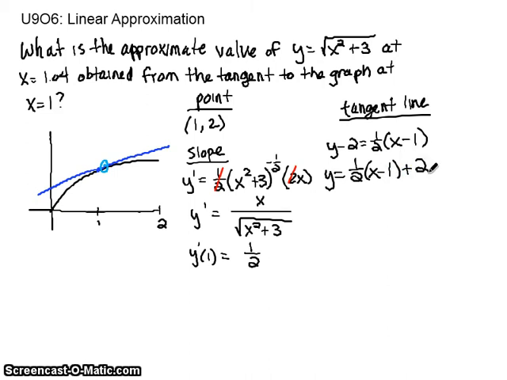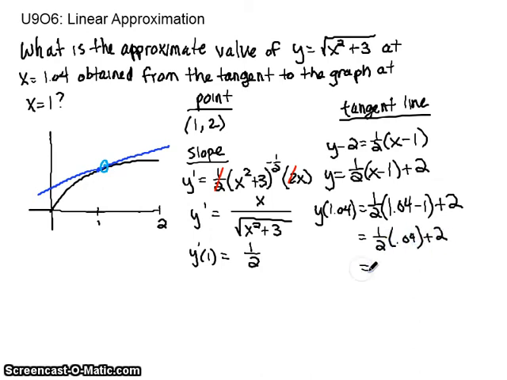If we're trying to approximate the y value when I plug in 1.04 using the tangent line, all we need to do is plug in that 1.04 into our tangent line equation. So the tangent line evaluated at 1.04 would be 1/2 times (1.04 minus 1) plus 2. So 1.04 minus 1 is going to be 0.04. Half of that is going to be 0.02. So we're approximately going to be equal to 2.02.